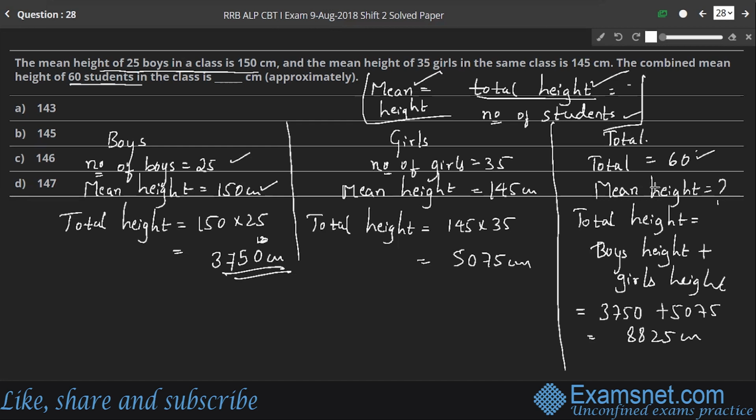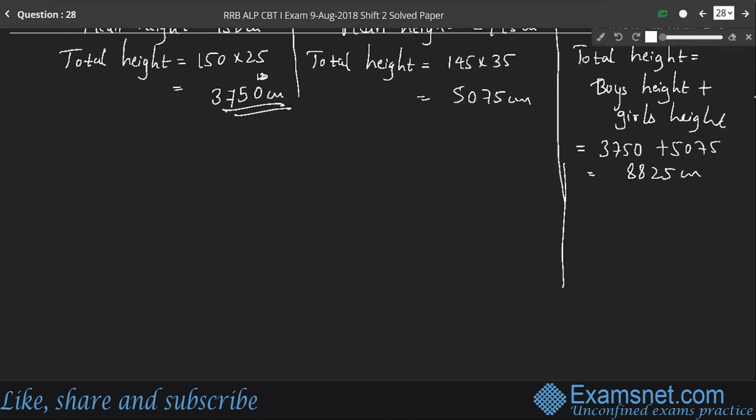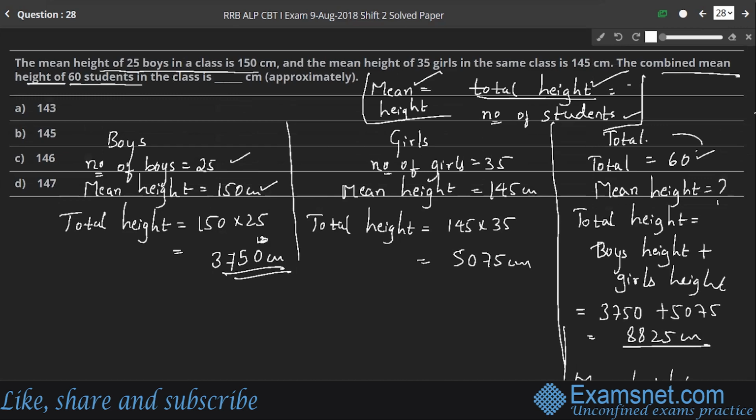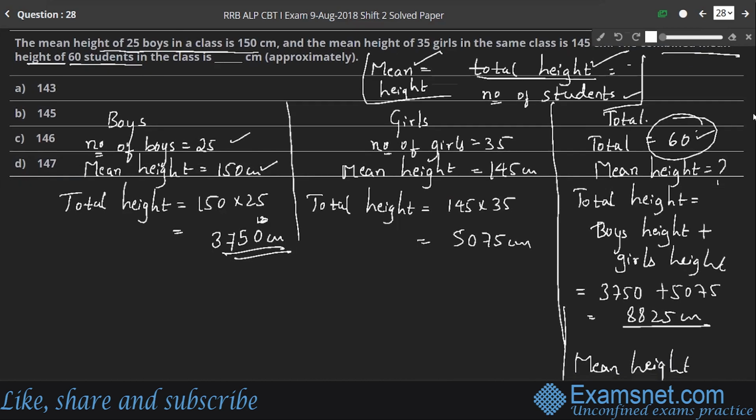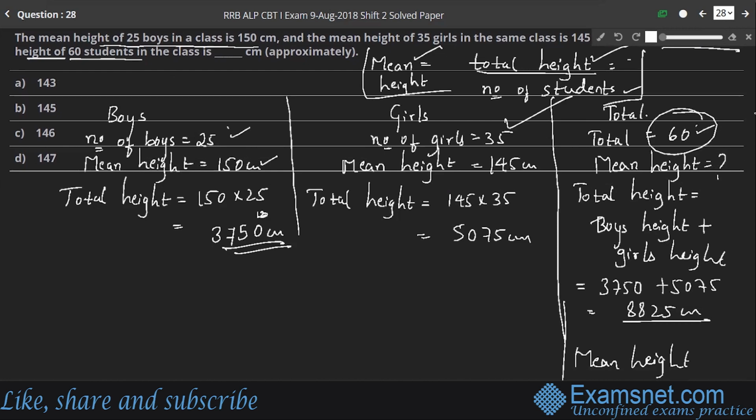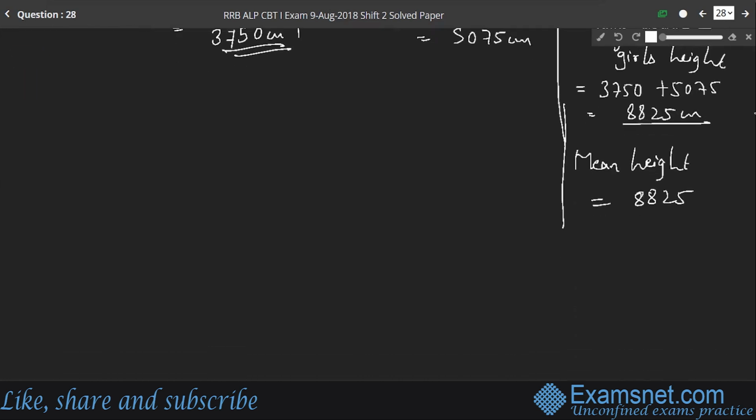Here what is asked in the question? Combined mean height of 60 students. What is the mean height then? Therefore, mean height of the whole class is equal to the total height by number of students. By the formula, it is 8,825 divided by 60, since in the whole class there are 60 students, right? So boys 25 and girls 35, together it is 60. So 8,825 divided by 60, you will get 147.083 centimeter as the mean height of the whole class.